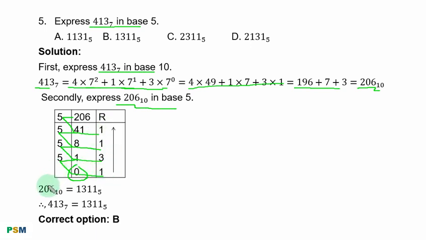So 206 base 10 is equal to 1311 base 5. Therefore, 413 base 7 is equal to 1311 base 5. The correct option is D.